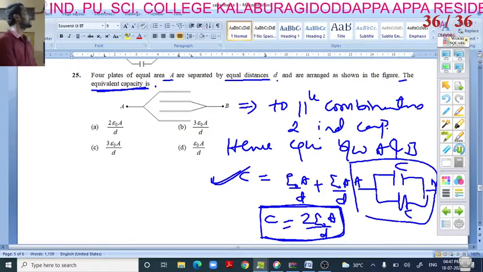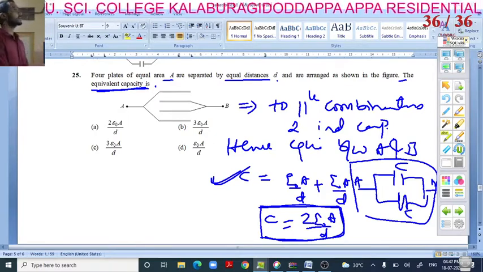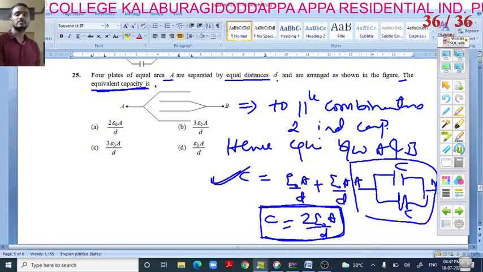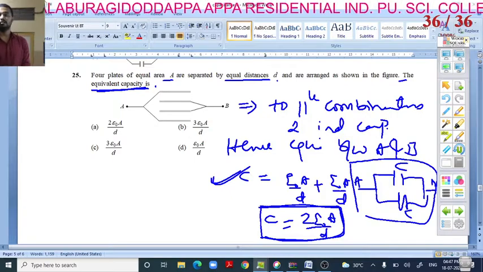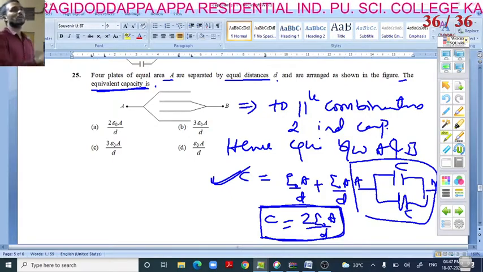These are the questions we have discussed on capacitors. In the next class, we'll start with the current electricity chapter. Until then, thank you.